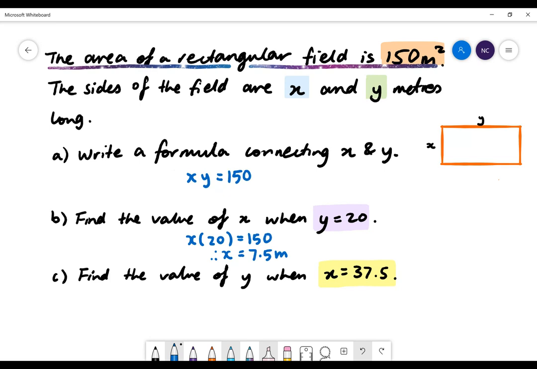C. Find the value of y when x is equal to 37.5. Again, we'll substitute into the equation. So we'll have 37.5 multiplied by y will give us 150. y will be given by 150 divided by 37.5, which is 4 meters.